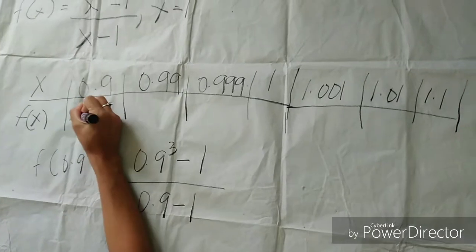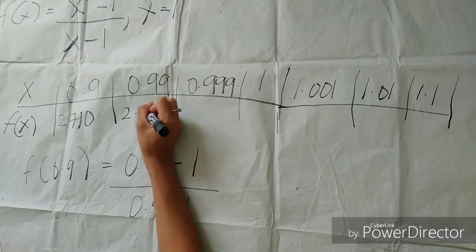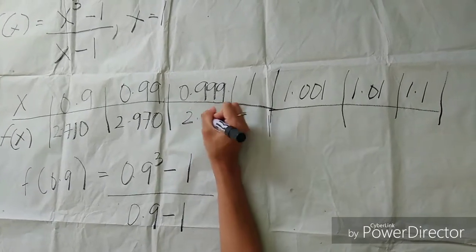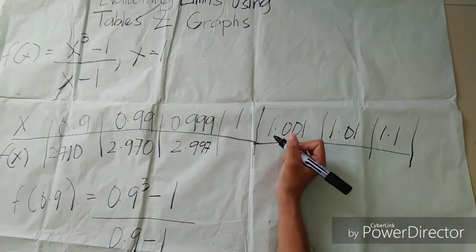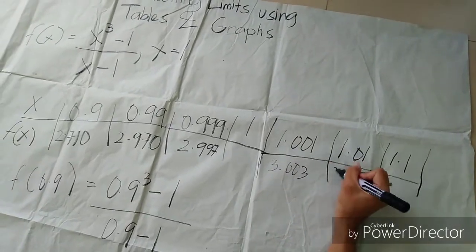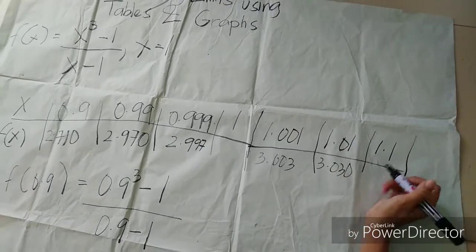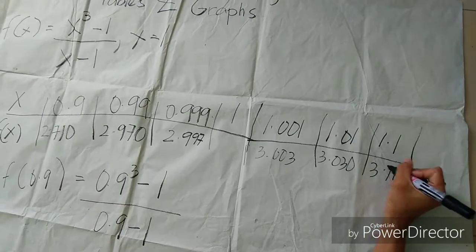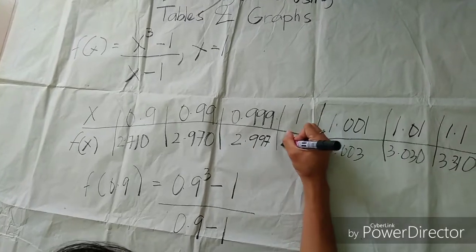This is 2.710, 2.970, and 2.997. On the other side of 1, we're going to have 3.003, 3.030, and 3.10. This value is undefined.